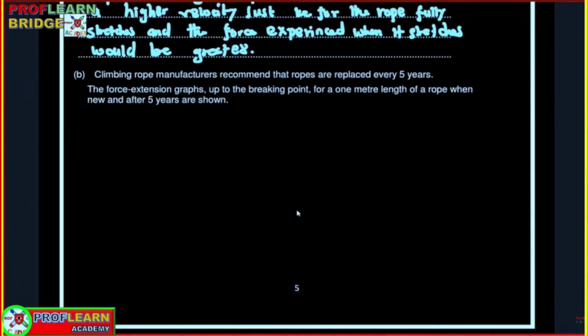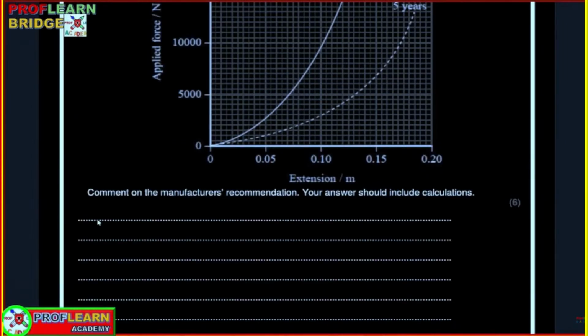Climbing rope manufacturers recommend that ropes are replaced every 5 years. The force-extension graphs up to the breaking point for a 1 meter length of rope, when new and after 5 years, are shown. Then we have the graphs here. We are supposed to comment on the manufacturer's recommendation. In order to explain this, we are going to use calculations. Your answer should include calculations.